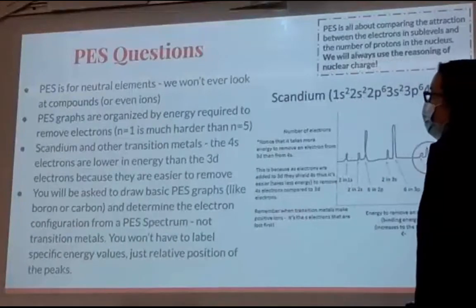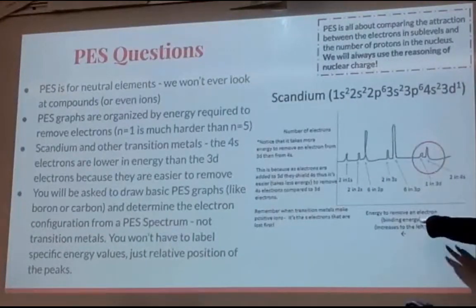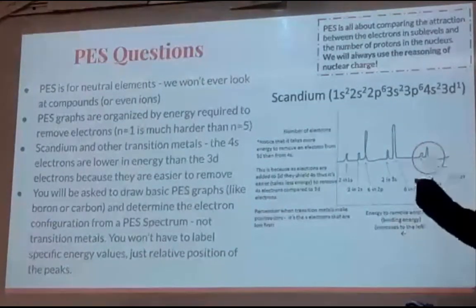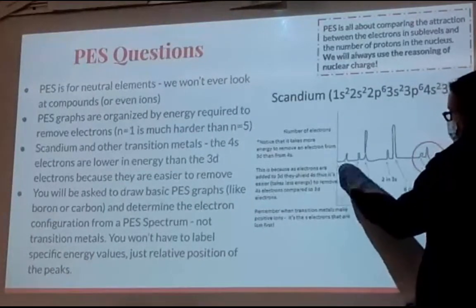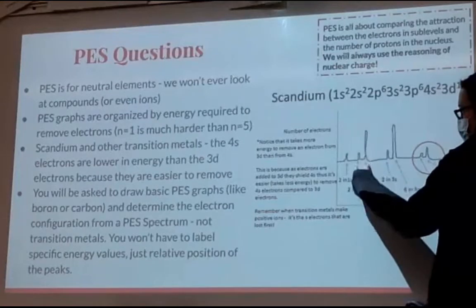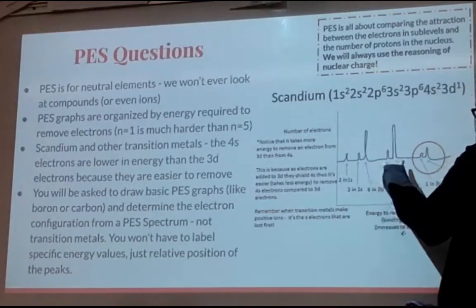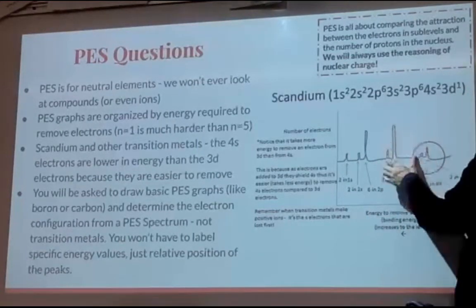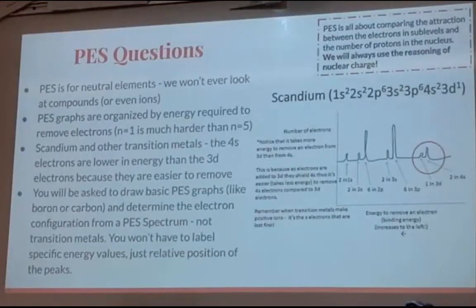The PES graphs are organized by energy required to remove electrons. So they're organized by the binding energy. We will see all of the n equals 1 peaks together, and all of the n equals 2 peaks will be close together. And then when we get into transition metals, we actually will see 3s, 3p, then 3d before 4s.